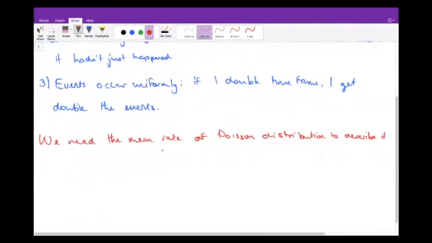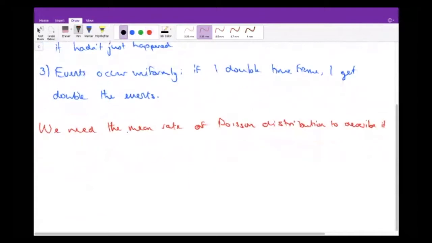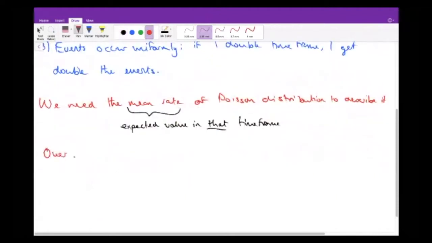Okay, now this is the mean rate. What this is saying is, what is the expected value in that time frame? So the Poisson distribution is for a specific time frame. So for example, over one day, let's say an average of 10 cakes are produced in a factory.